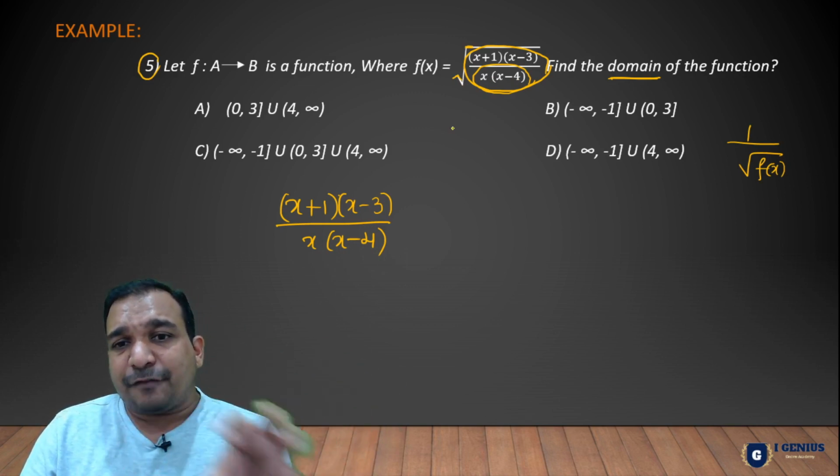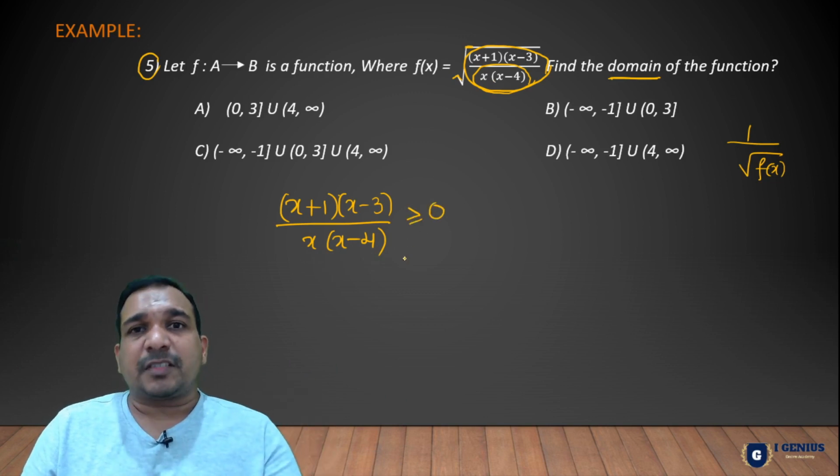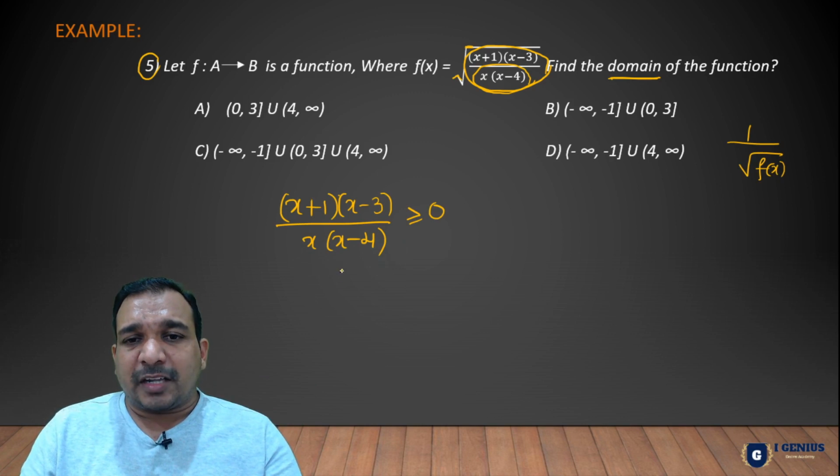That's why that entire function must be greater than or equal to 0. So from here the wavy curve starts. What are the numerator points and what are the denominator points? We write them as vanishing points: minus 1 and 3.